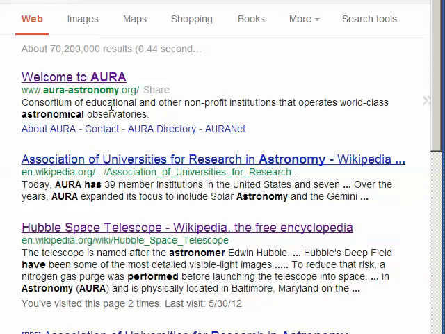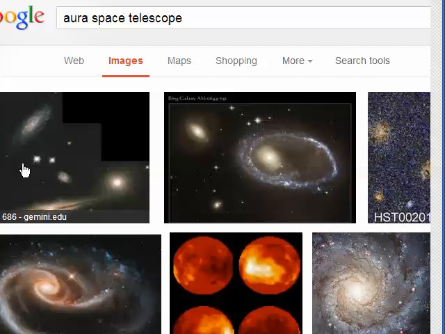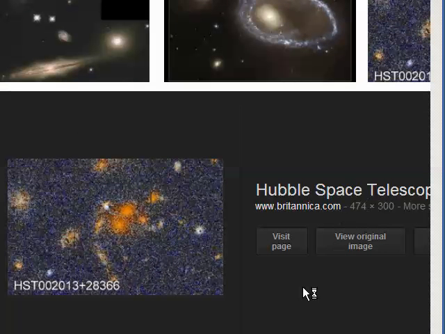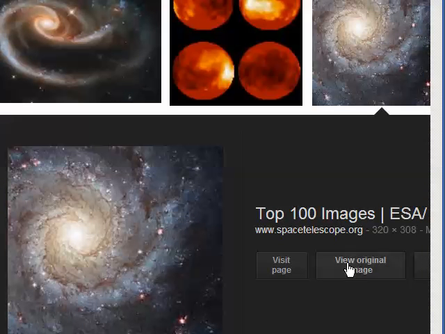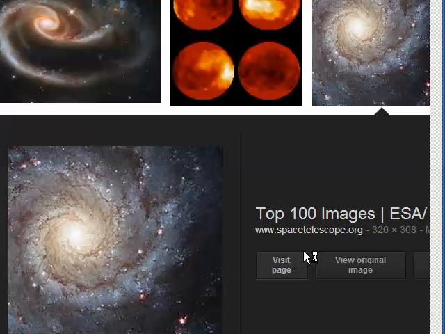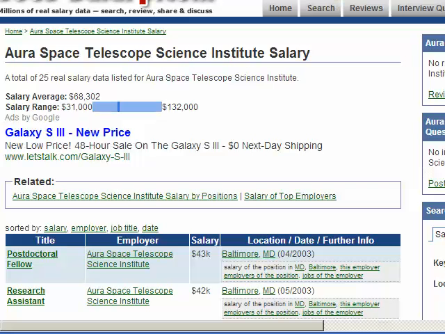Anyway, I went out to this Aura astronomy, and it looks like this is not related to the Aura Space Telescope. But if I look up the Aura Space Telescope, I get some definite pictures in here of some things that are far away. But unfortunately, the reason for that is that Google thinks I was looking for just Space Telescope, and it just ignored the word Aura. There's good jobs at the Aura Space Telescope Science Institute salary.